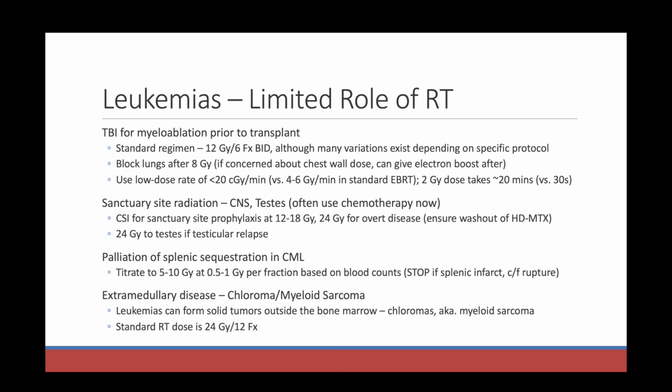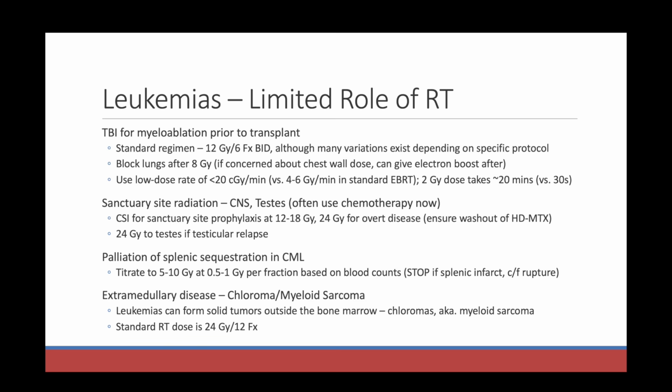We block the lungs after 8 gray of dose, and we use ultra low dose rates using less than 20 centigray per minute rather than what we normally use for standard external beam radiation, just out of fear of causing a lot of toxicity. So TBI is one indication for radiating patients with leukemia. It's for myeloablation ahead of a transplant.